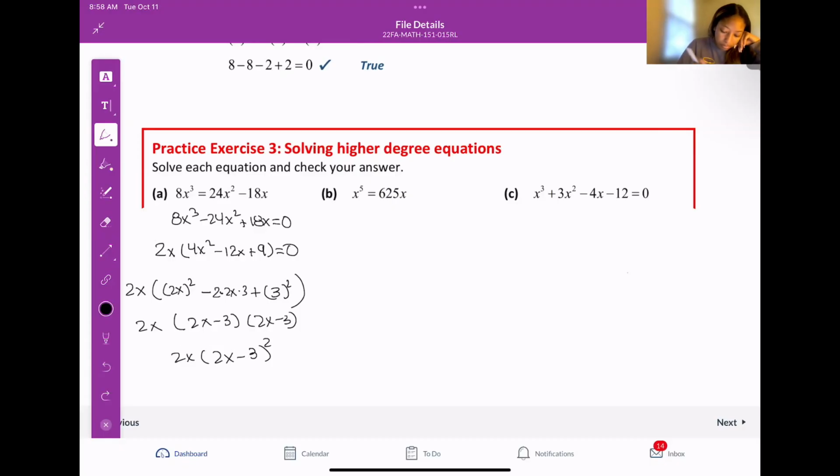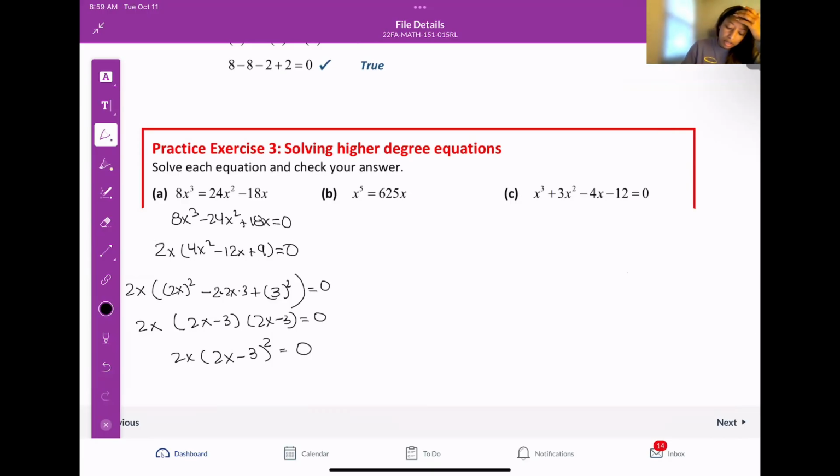Oh, wait, I'm losing it. Don't be like me. I got so excited about factoring, I forgot that that is not the end of our problem. Equals 0. Okay? You could have done the equal 0 from the last step where we have the 2x minus 3 times 2x minus 3.